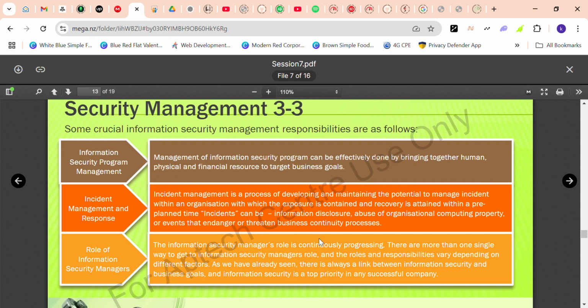Also, we have information security program management. Management of an information security program can be effectively done by bringing together human, physical, and financial resources toward a particular target business. We also have incident response. Incident response is a process of developing and maintaining the potential to manage incidents within an organization, with which the exposure is contained and recovery is attained within a pre-planned time. Incidents can be information disclosure, abuse of organization community property, or events that endanger or threaten the business community. That is the thing that you need to avoid.